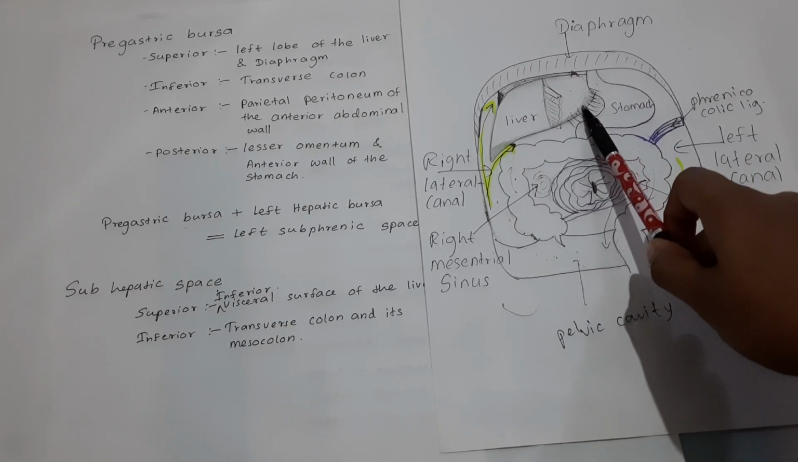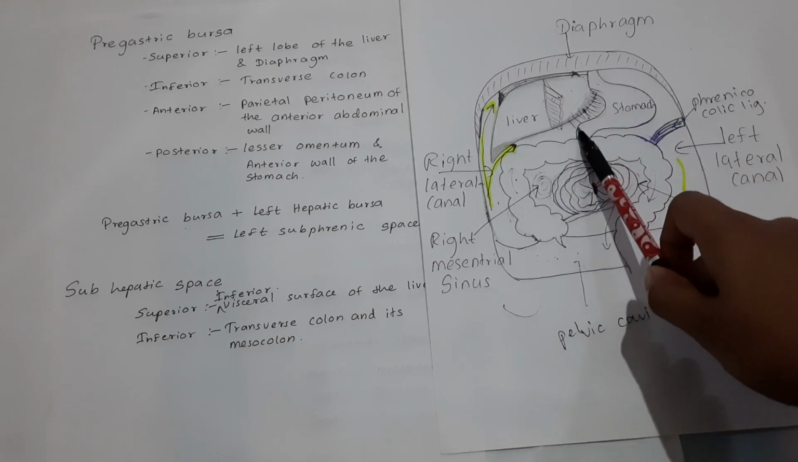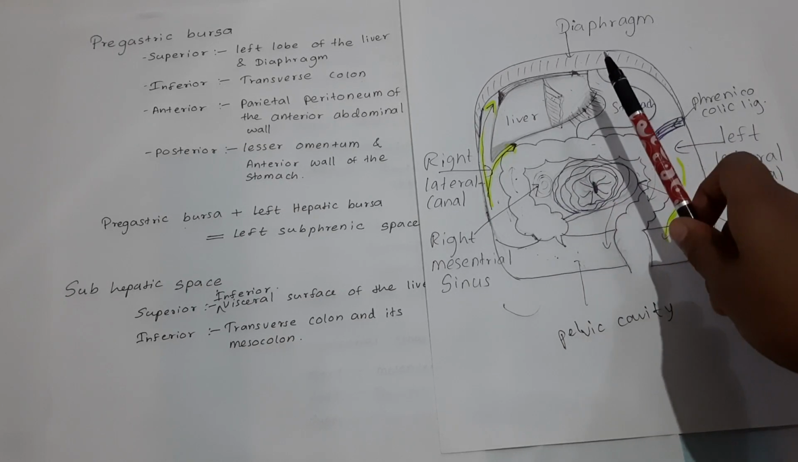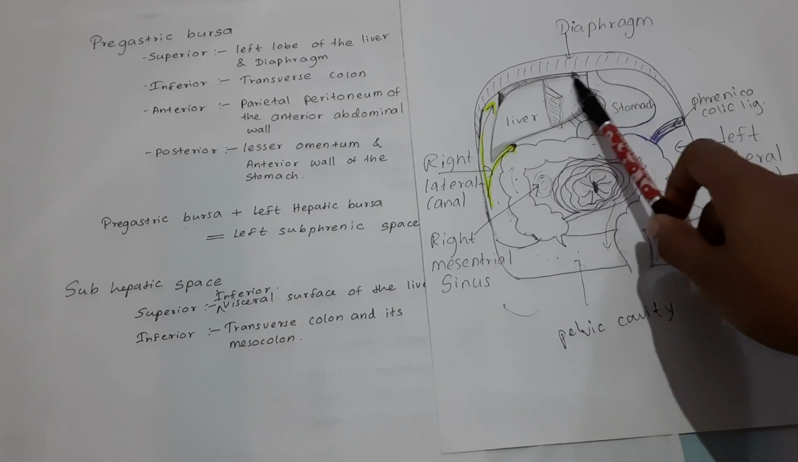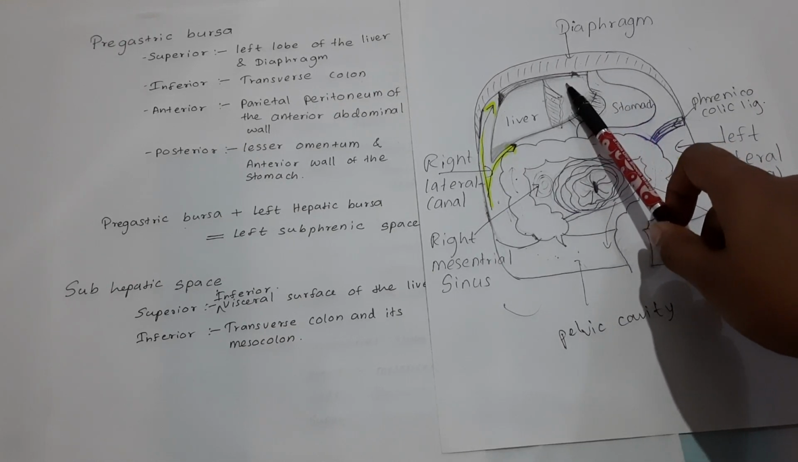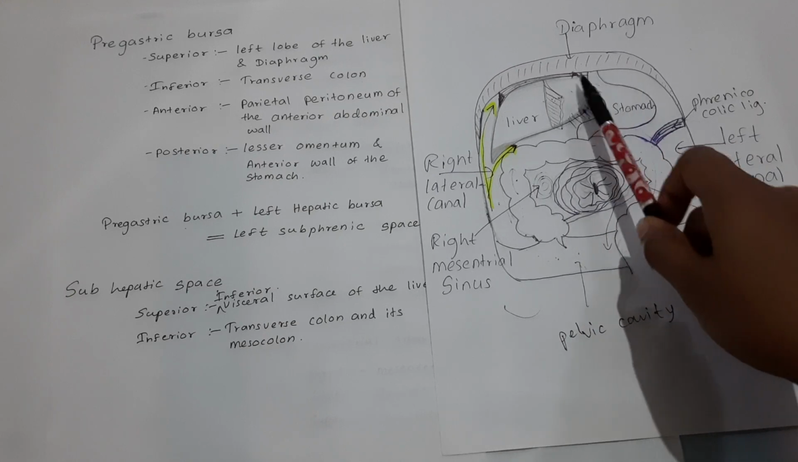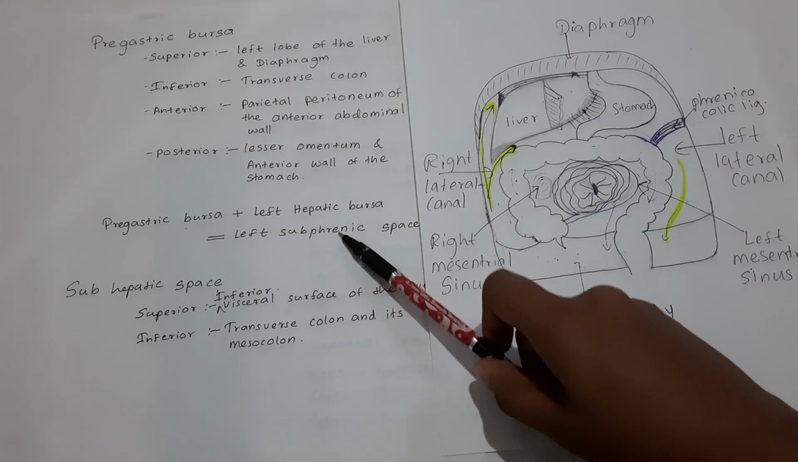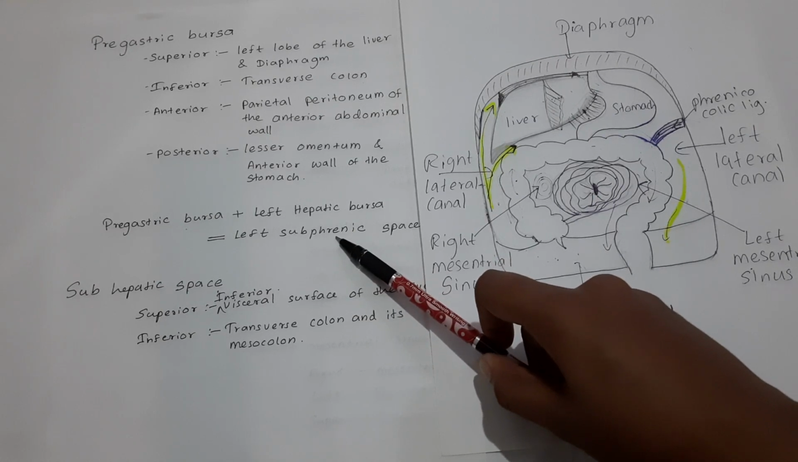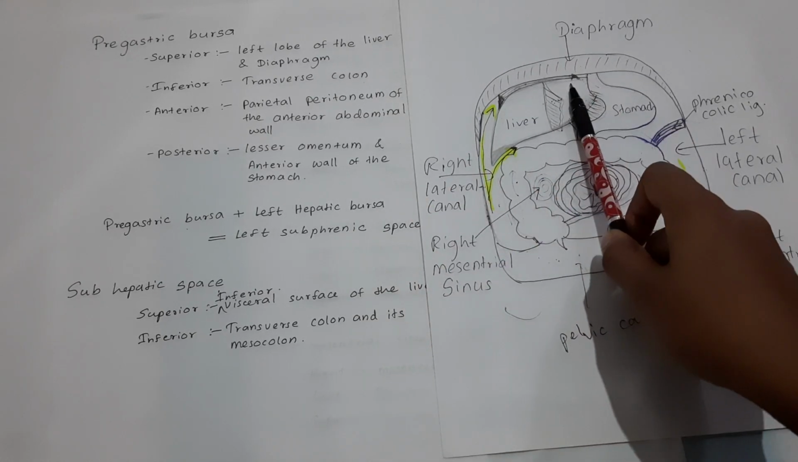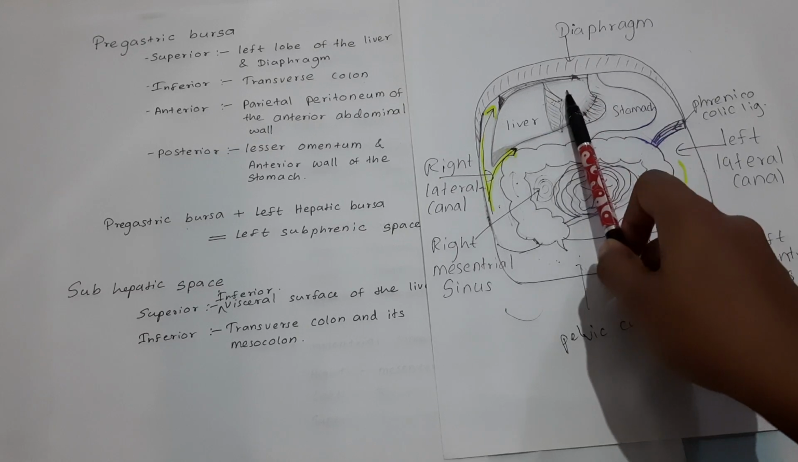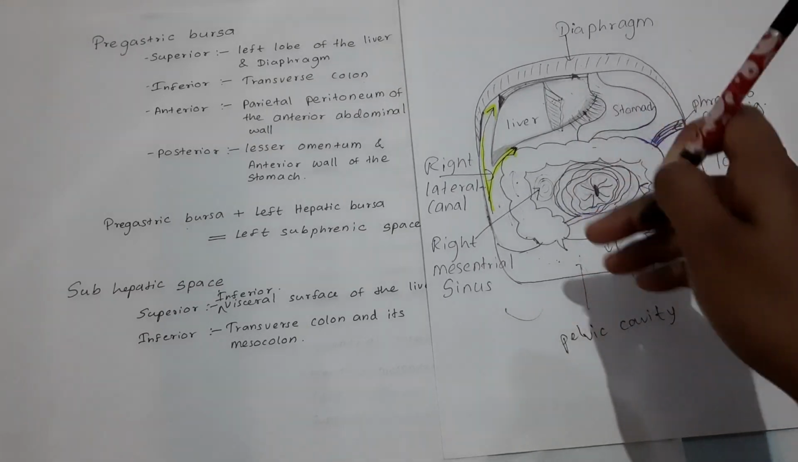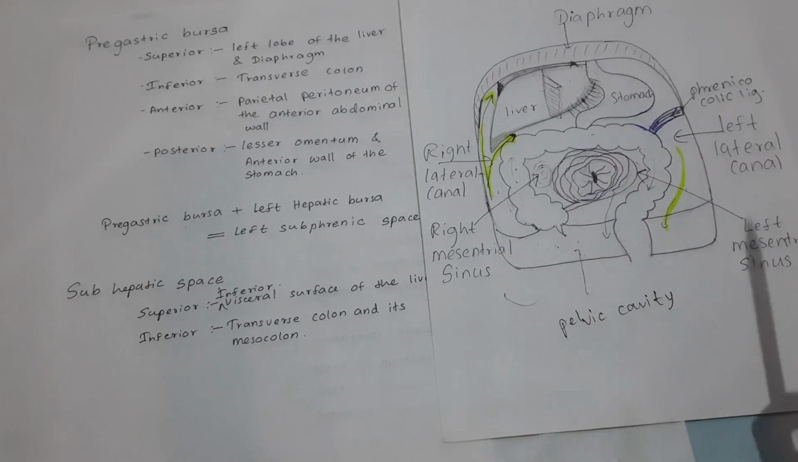Lesser omentum means the hepatogastric ligament and the hepatoduodenal ligament. Okay, so this is the pregastric bursa and this is the left hepatic bursa. These both together we call the left subphrenic space. So the left hepatic bursa and the pregastric bursa are communicating together, right?